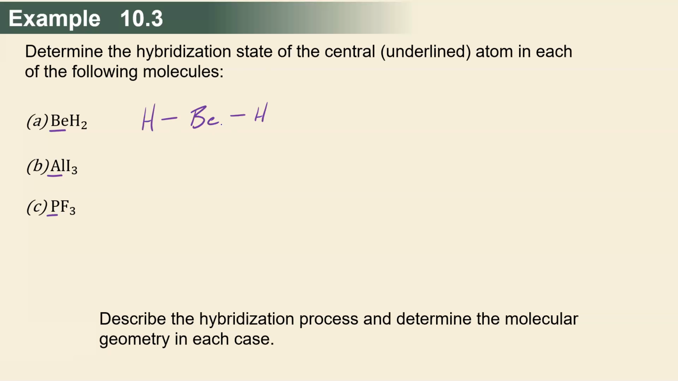What's the geometry of this? Linear. Linear, and so what's the hybridization? sp. How about AlI3? I won't draw it out, but what did you get for the hybridization of aluminum triiodide?